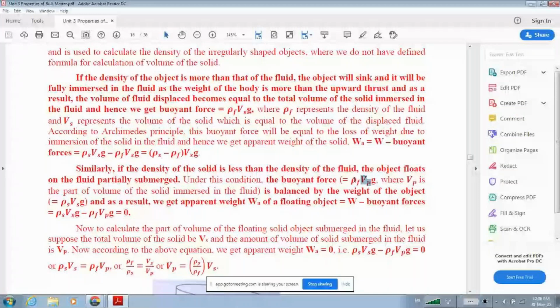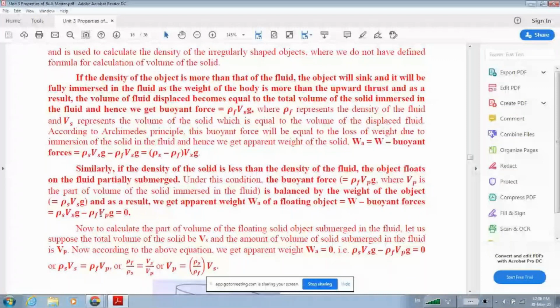So this is given by rho f into Vp into g, where Vp is the partial volume of the solid immersed in the fluid element. So it is balanced by the weight of the object. The weight of the object is given by rho s into Vs into g. And as a result, the apparent weight is weight minus buoyant force, equal to rho s Vs g minus rho f Vp g, equal to 0.